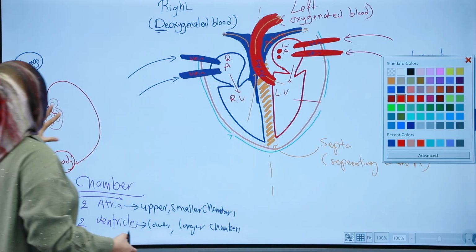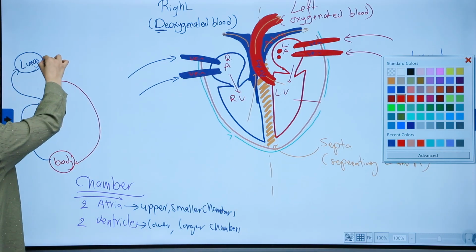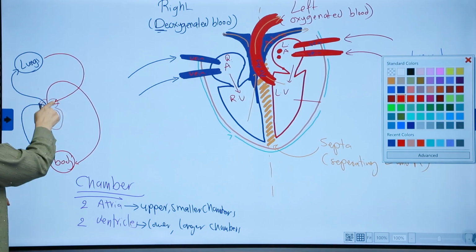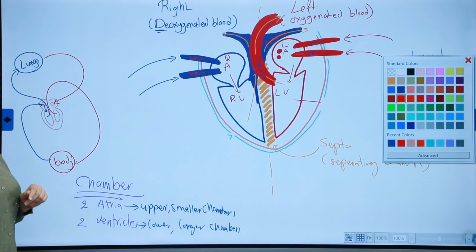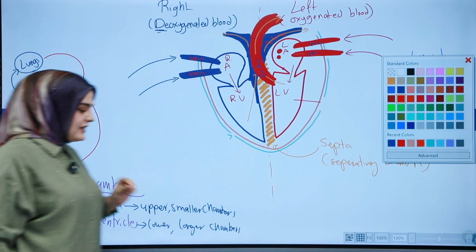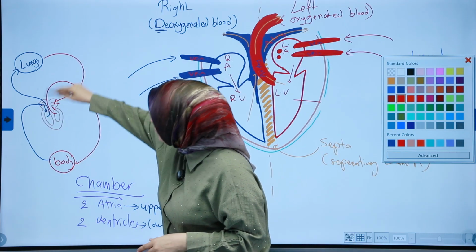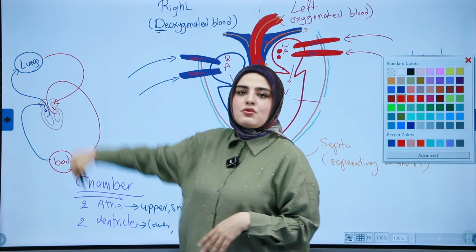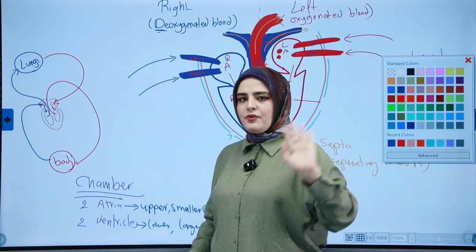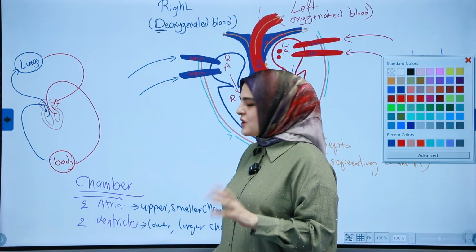So once that happens, of course, the lungs are going to send it back to the heart by a vein and back to the atria. And in the atria, again, it's going to be given to the left ventricle. Left ventricle sends it to the body, and it repeats. It's a double loop system. Don't forget about that. It's a closed circulatory system.